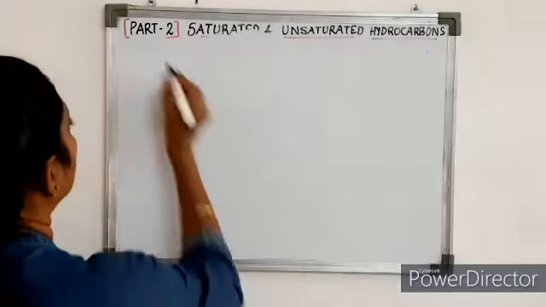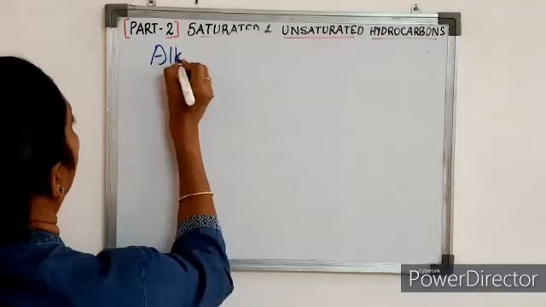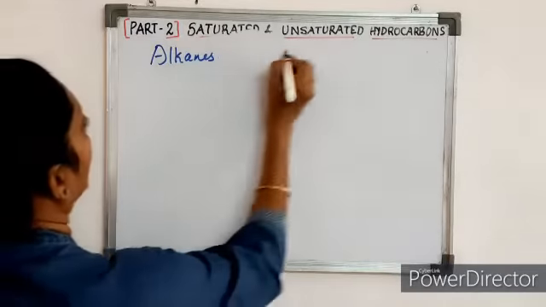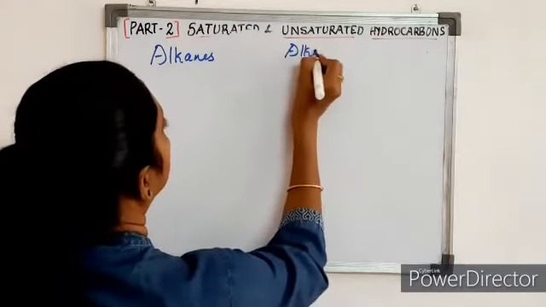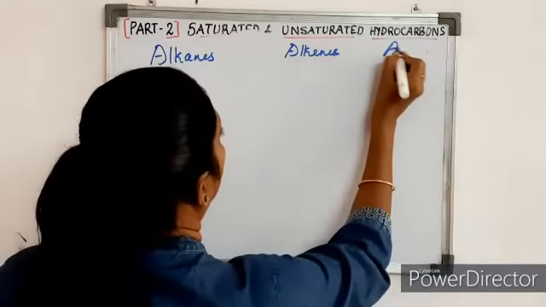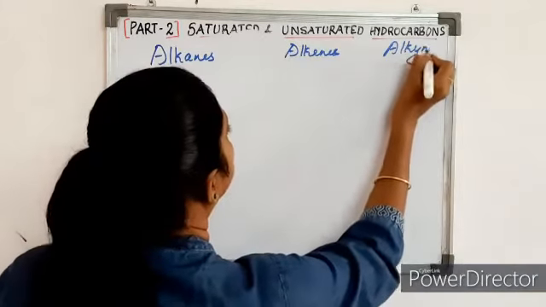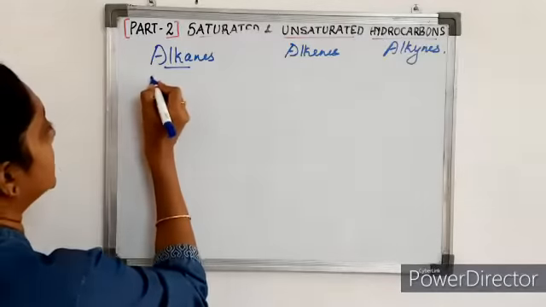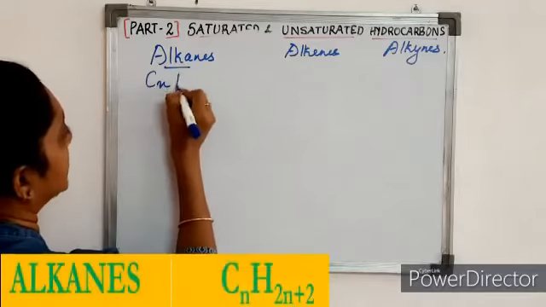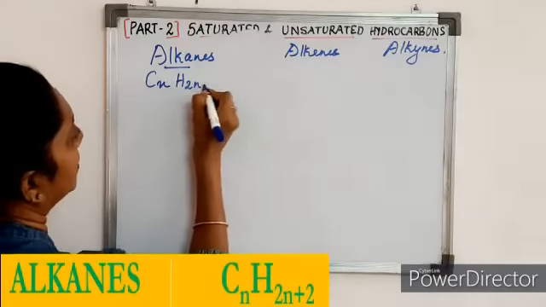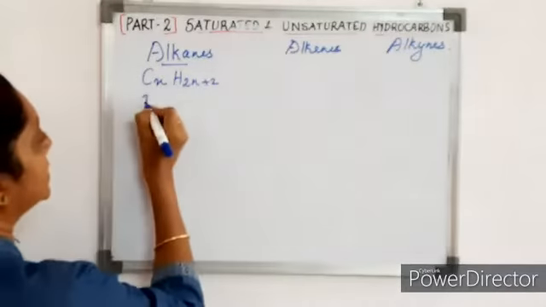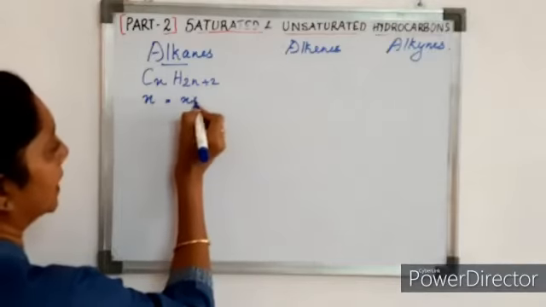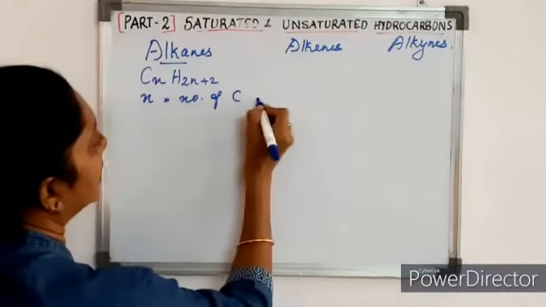Okay, so we have learned about alkanes, alkenes and alkynes also. Now, when we write the molecular formula of the members of this family, they have a general molecular formula, that is CnH2n+2, where n is the number of carbon atoms.